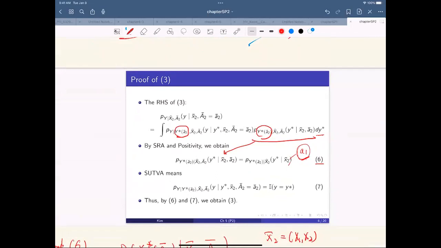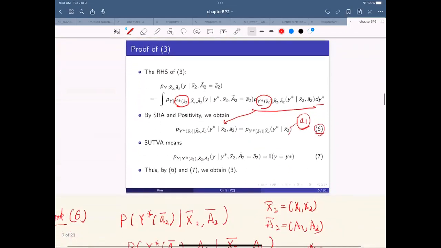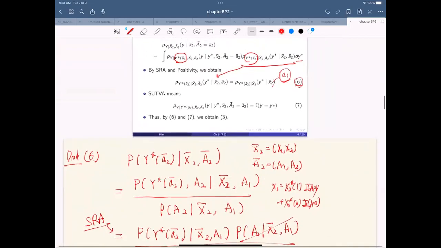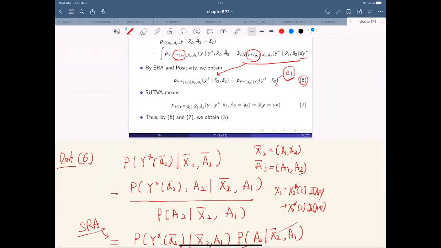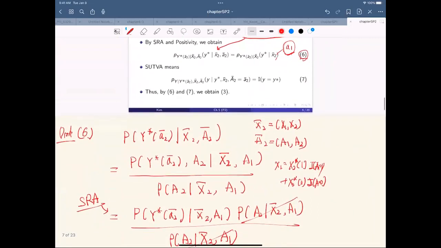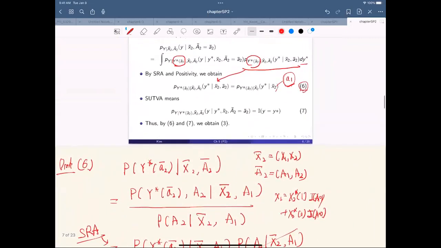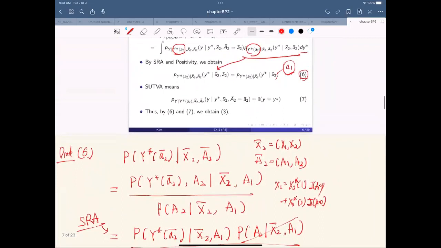I guess the only thing we need to check is here. This one needs to be conditional on A2 given A2 bar, right? So eventually, yeah. Then I wonder where did I mess up?